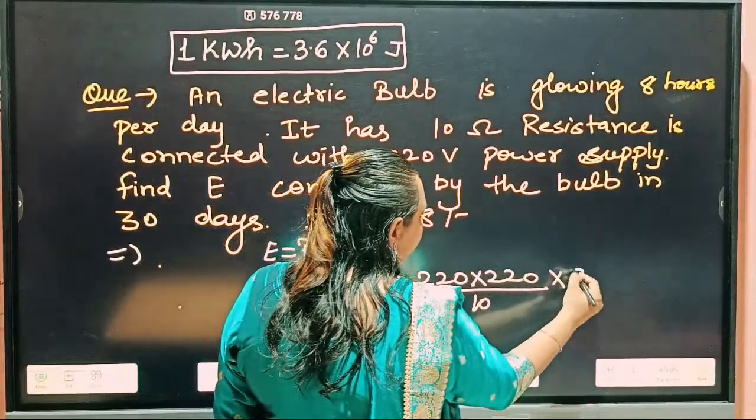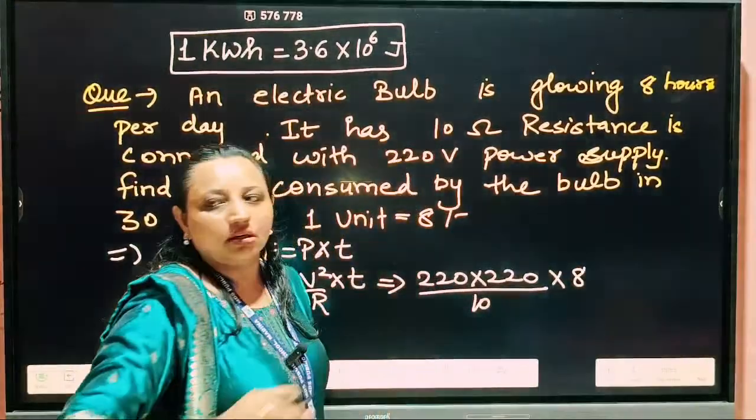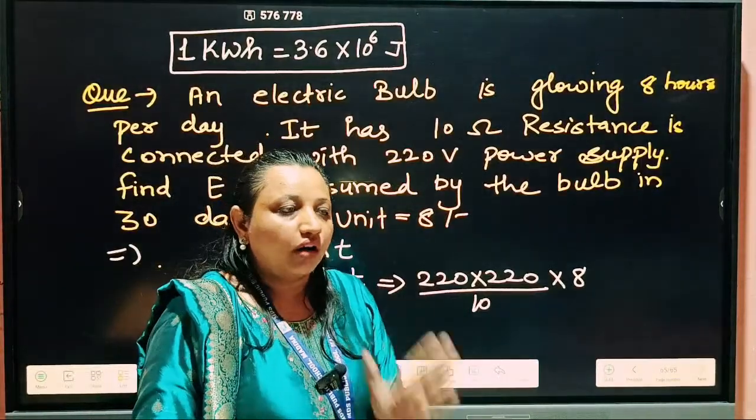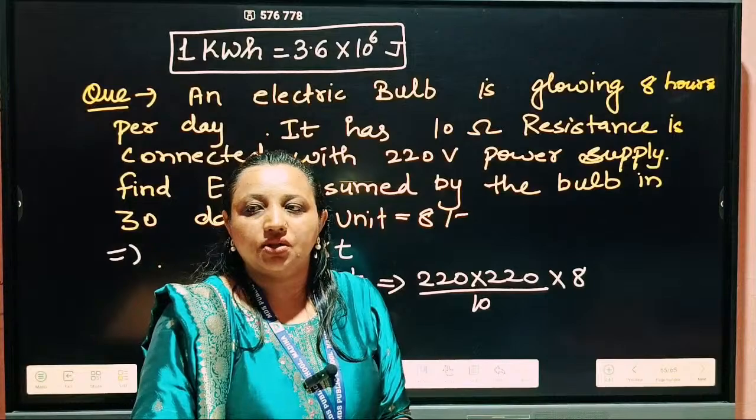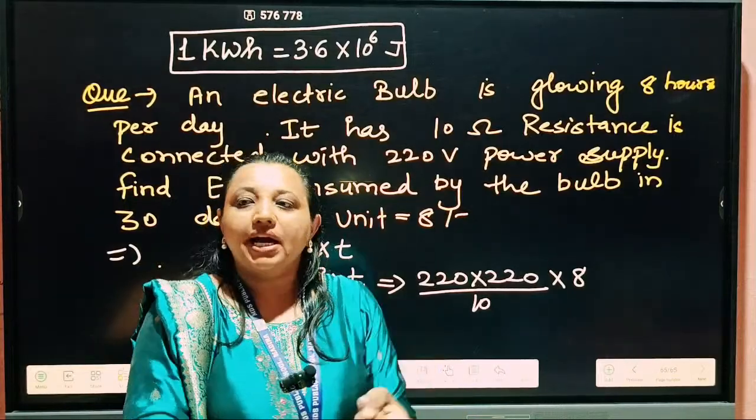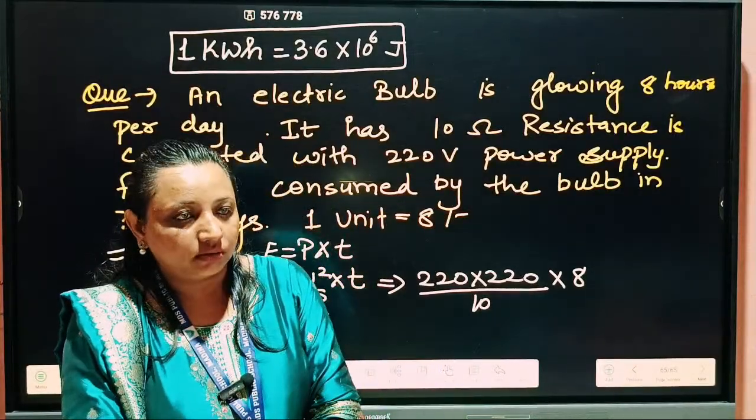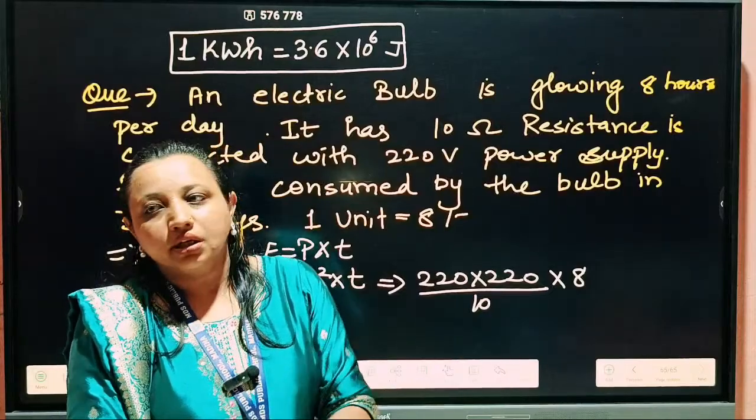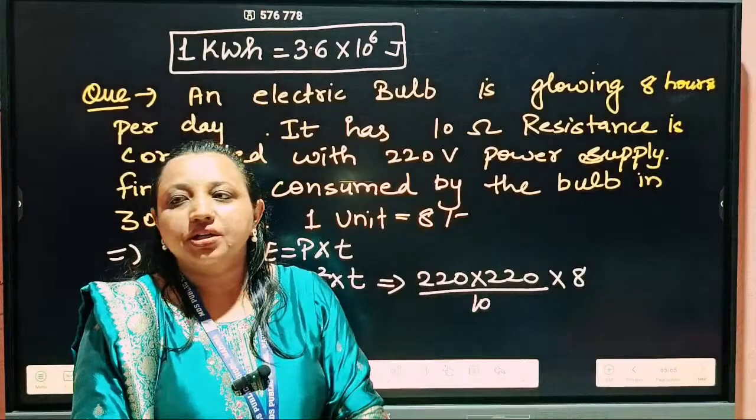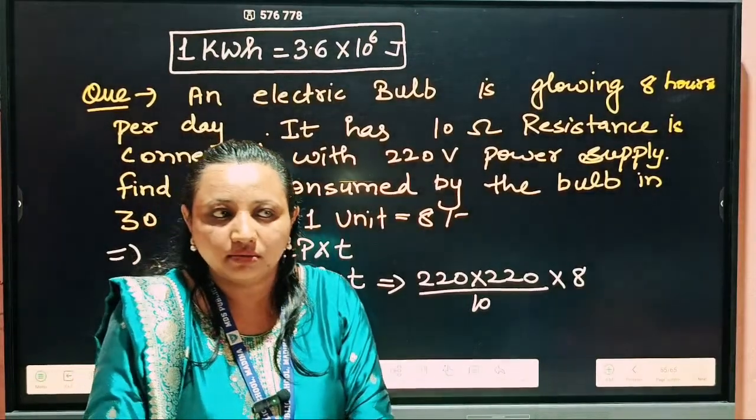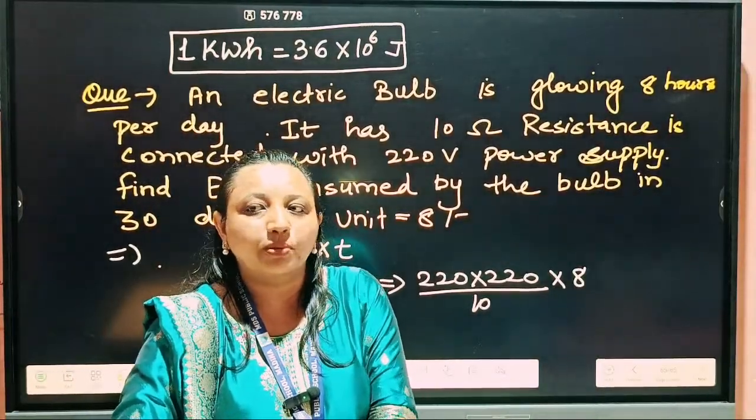10. Time is already in hours, because the commercial unit of electrical energy is kWh. We measure the electrical energy in kilowatt hour. So we have to convert watt into kilowatt. For that we have to divide the equation by 1000. 1 kilo is equal to 10 raised to power 3.